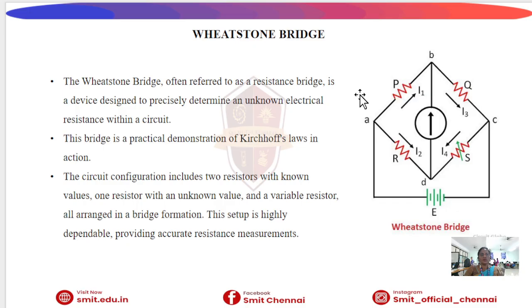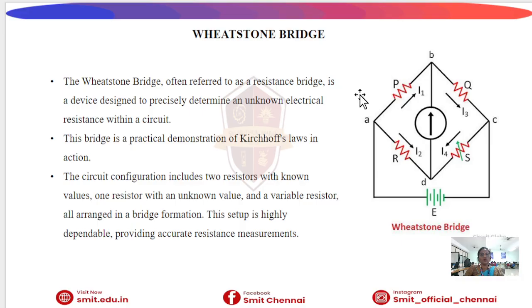This circuit consists of four resistors arranged in the form of a bridge. Out of these four resistors, two resistors have known values, one resistor has an unknown value, and one resistor is a variable resistor. All these resistors are connected in a diamond or bridge shape. A galvanometer is connected between the middle points of the bridge, and a DC source is connected across the outer terminals. When current flows through the circuit, the variable resistance is adjusted until the galvanometer shows zero deflection.